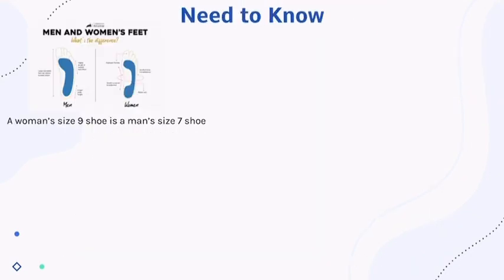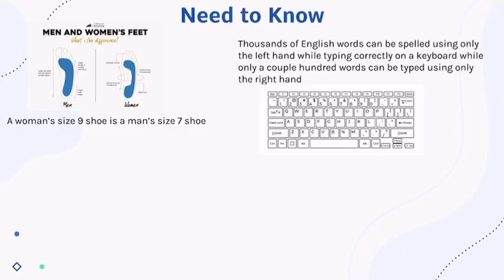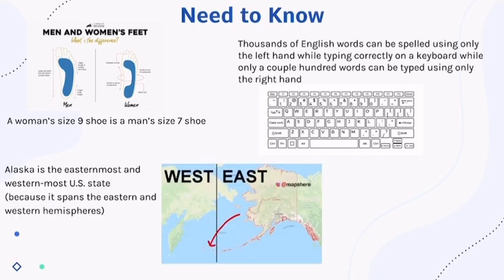Now let's go over some basic need-to-know life facts. A woman's size 9 shoe is a men's size 7 shoe. Thousands of English words can be spelled using only the left hand while typing correctly on a keyboard, while only a couple hundred words can be typed using only the right hand. Alaska is the easternmost and westernmost U.S. state because it spans the eastern and western hemispheres.